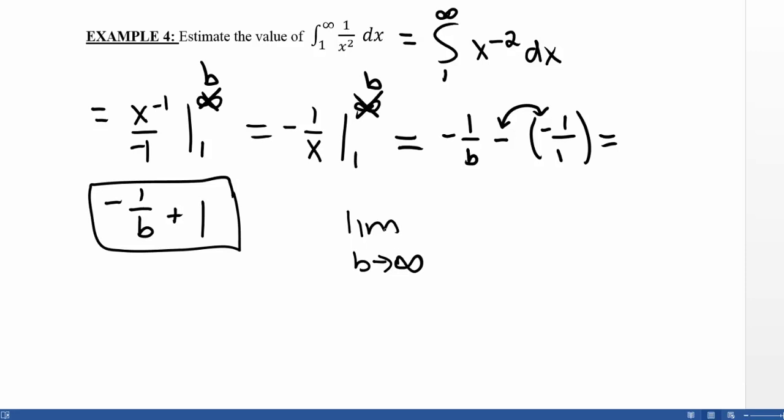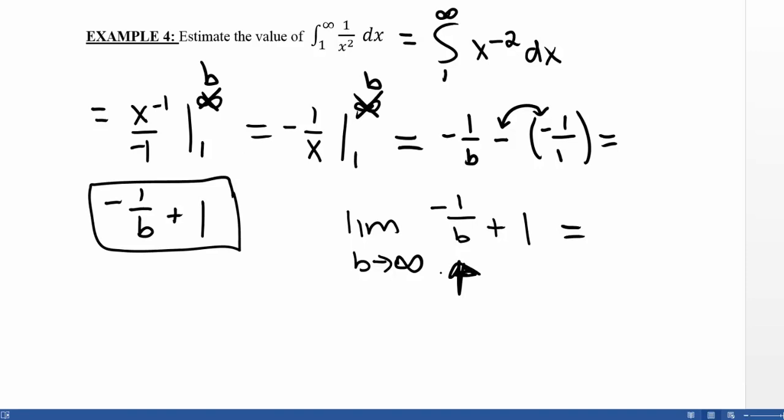So there's a distinction here between being able to plug something in and being able to allow something to go to infinity. We're sort of loopholing the fact that we can't plug in infinity by substituting in a b and then taking the limit. This is how we do this so that it's mathematically accurate. So if we look at what happens as b goes to infinity, only the first term is impacted because only the first term has a b in it.